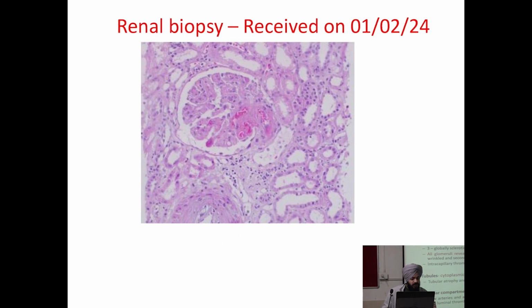In light microscopy, there were 16 glomeruli, out of which 3 were globally sclerosed, and all the glomeruli revealed ischemic changes, including mesangiolysis and wrinkling, like we can see here at 4 and 5 o'clock.